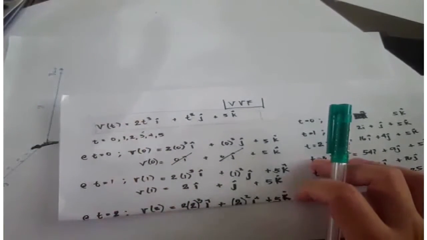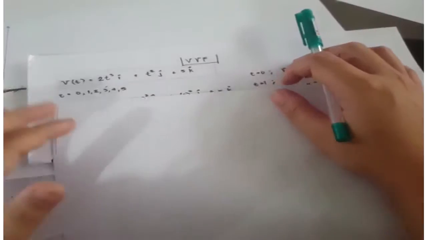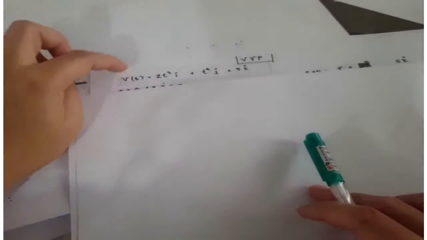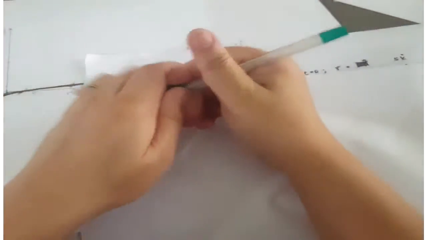So let's now solve what would be the velocity when we differentiate this position vector v here with respect to t? Since we said that when we differentiate this function, we can now solve for the velocity.